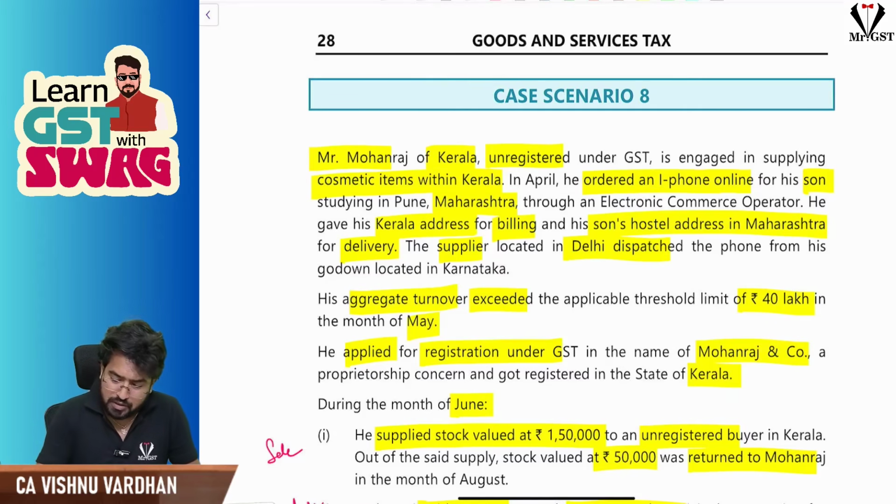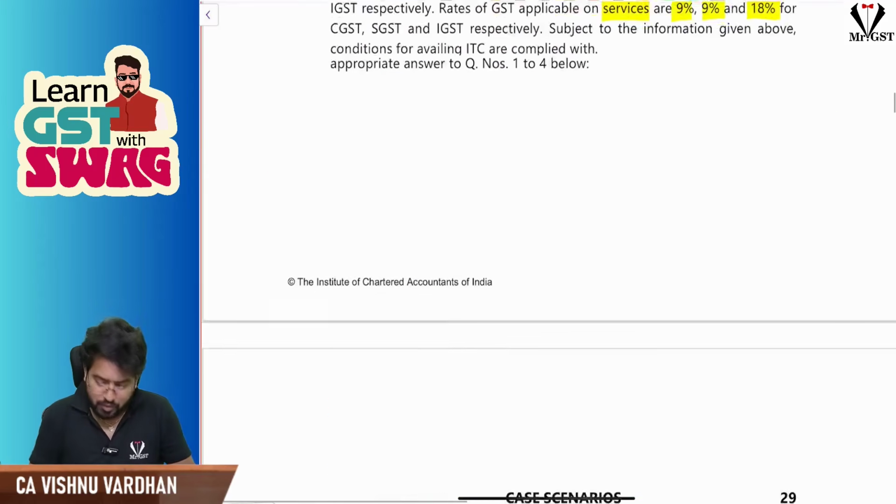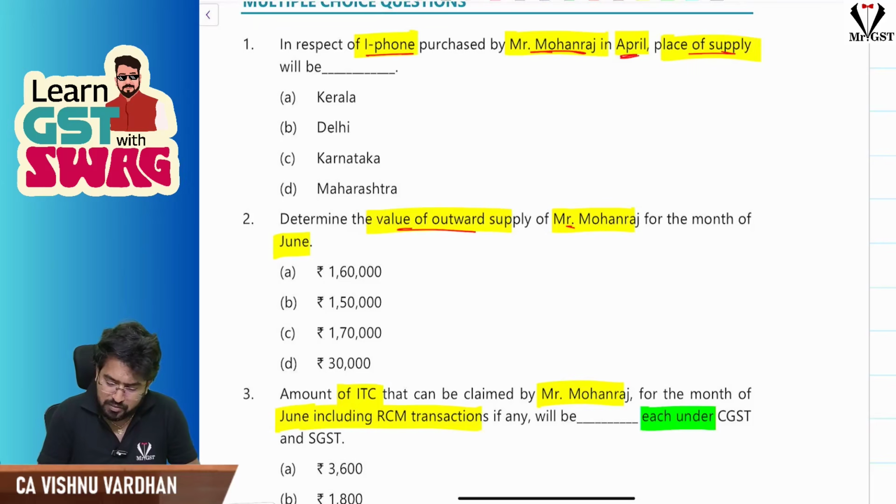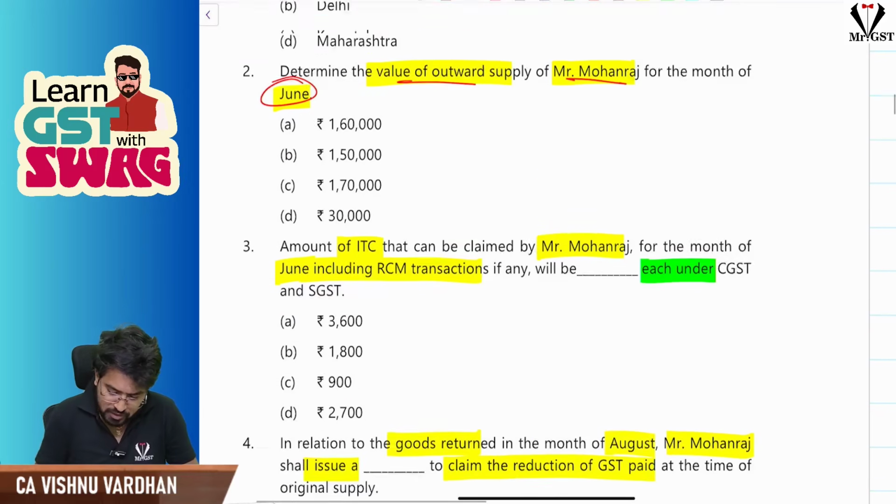So coming to case scenario number 8, it talks about a person by name Mr. Mohan Raj purchasing an iPhone in the month of April. What is the place of supply they are asking? What is the value of outward supplies of Mr. Mohan Raj for the month of June they are asking?